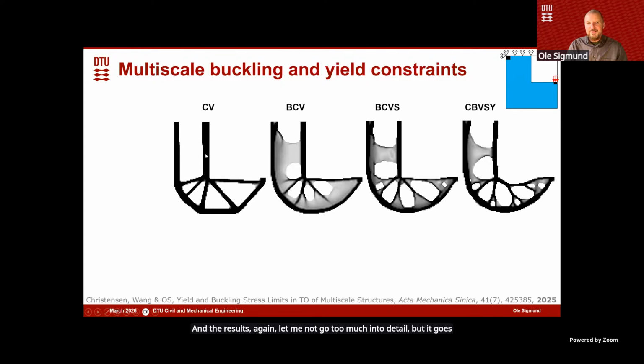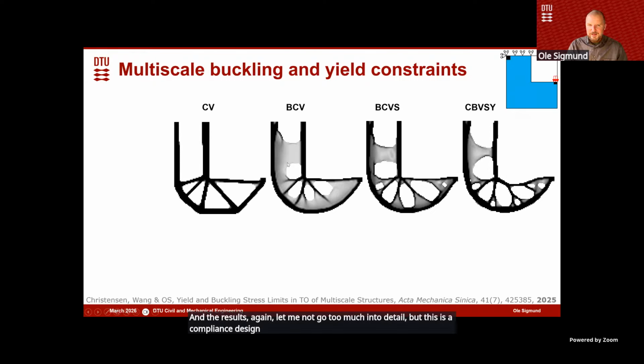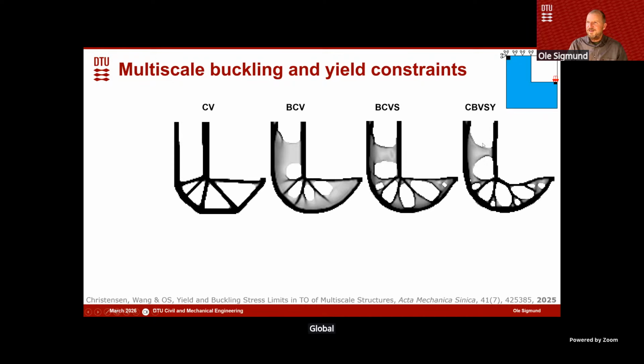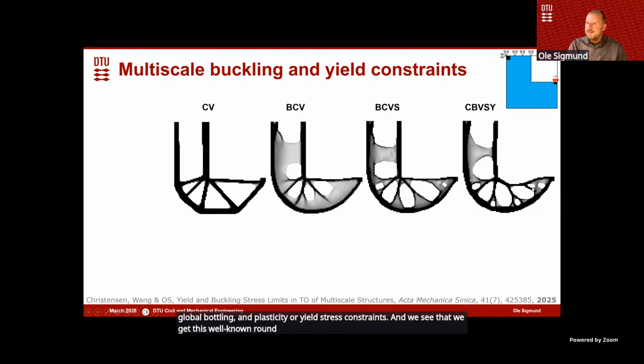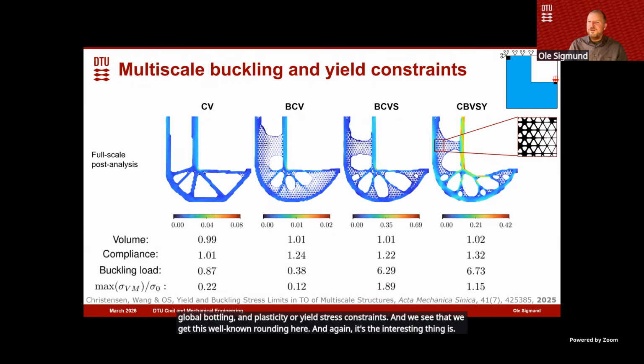And the results, again, let me not go too much into detail. This is a compliance design. This is the buckling without global buckling. This is global buckling and local buckling. And the last one is global buckling, local buckling, and plasticity or yield stress constraints. And we see we get this well-known rounding here. And again, the interesting thing is, does it work when we de-homogenize? And in fact, it does.